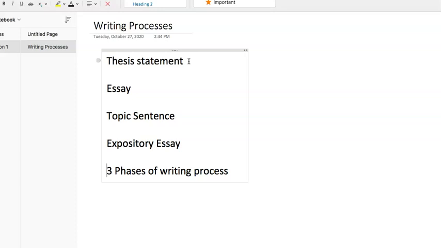It should not contain facts in and of itself, though. So when we're looking at a thesis statement: opinion, not facts. The thesis statement can't contain facts. That kind of relates as we get into your essay.